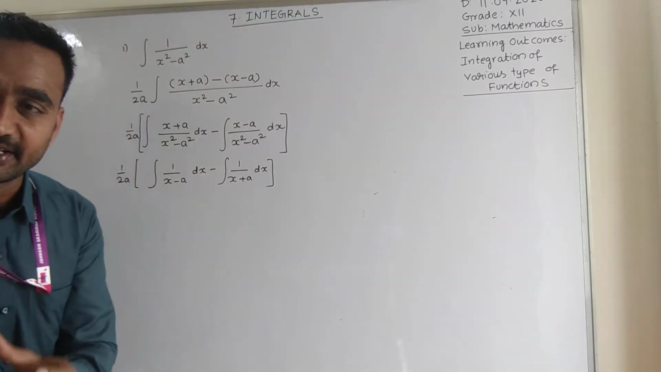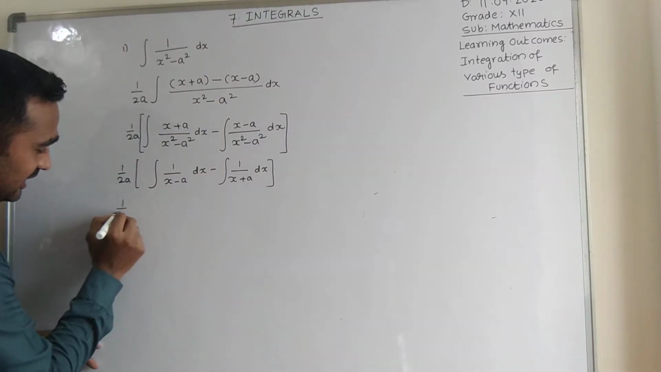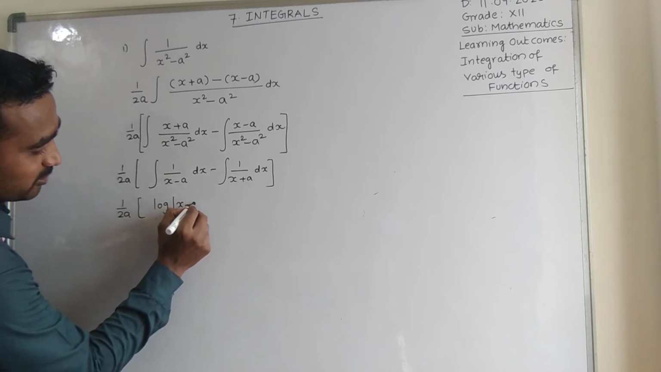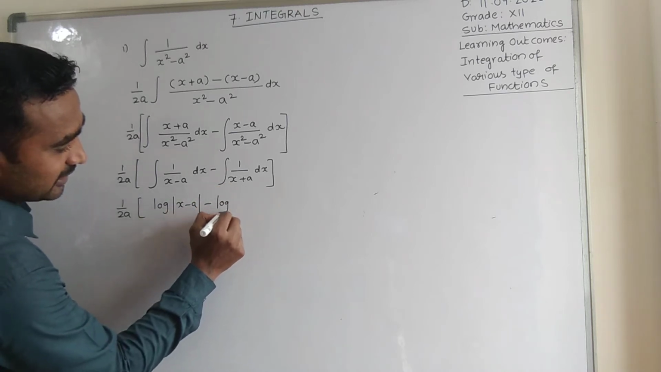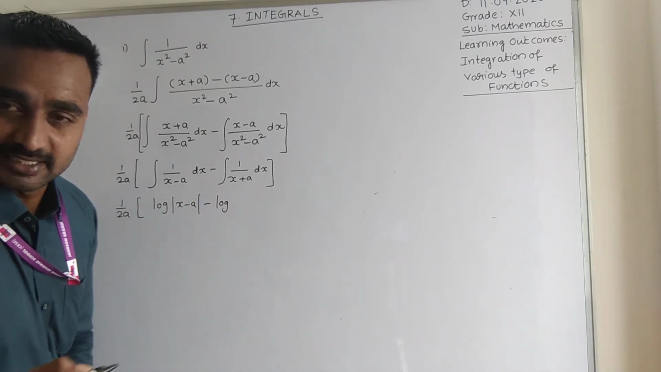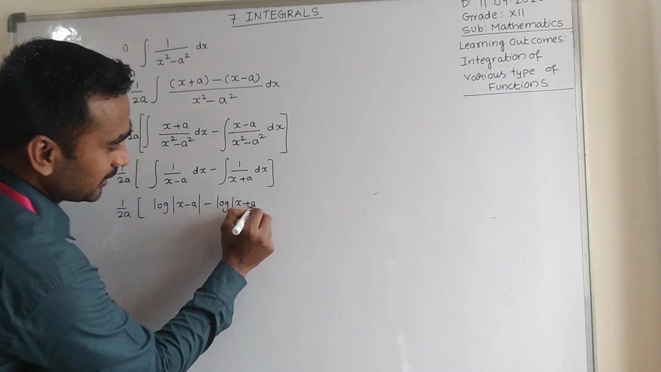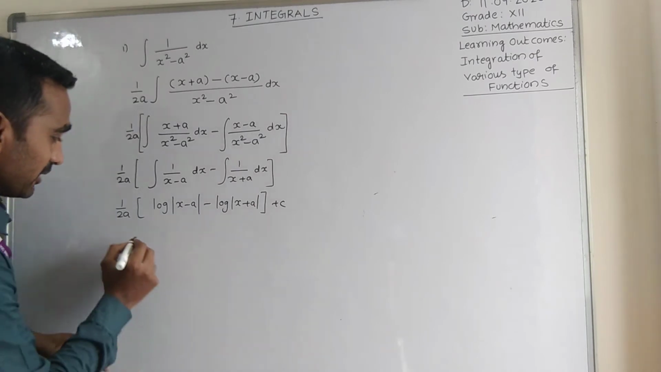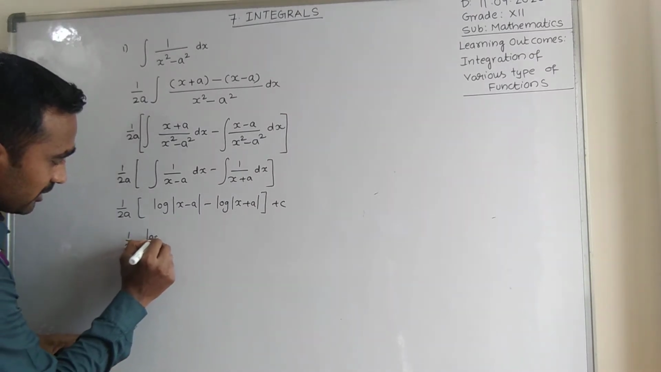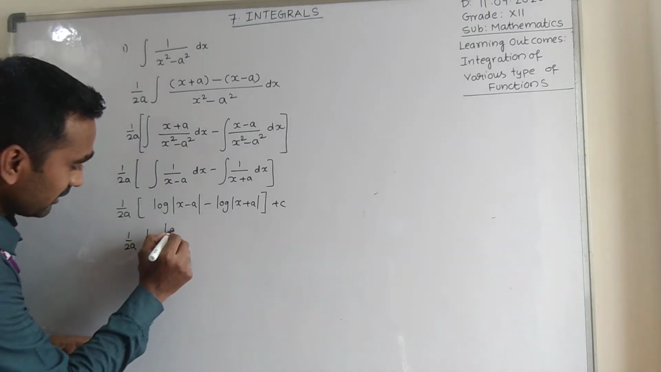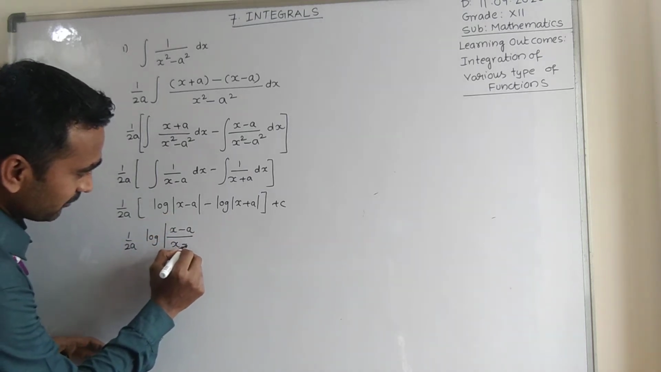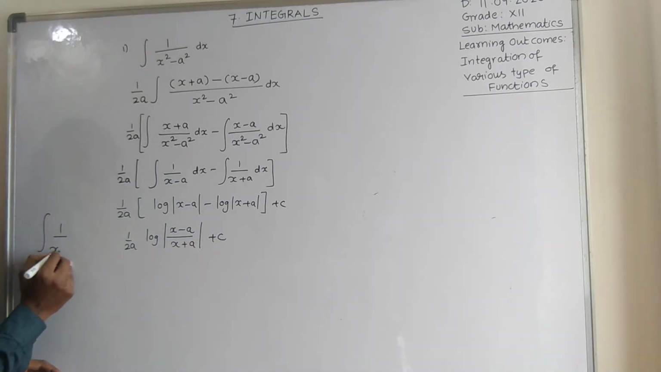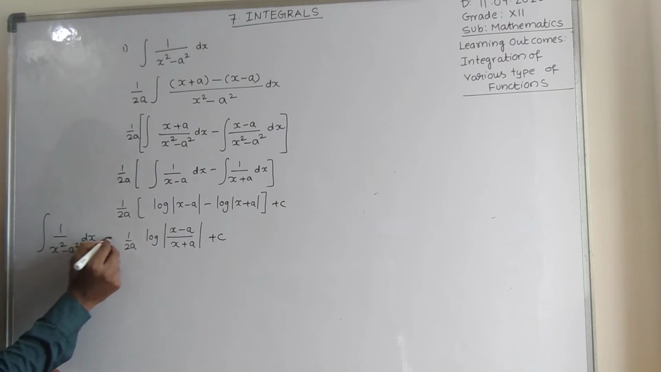Students, now just recall the integration of 1 by x. The integral of 1 by x is log x. Logarithm of modulus x minus a minus integral of 1 by x, logarithm of modulus x plus a, plus c. So students, you know log a minus log b equals log a by b. So it is 1 by 2a logarithm of modulus x minus a by x plus a, plus c. So students, this is the integral of 1 upon x square minus a square dx.